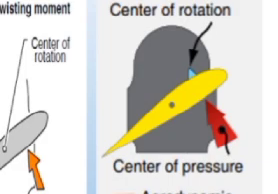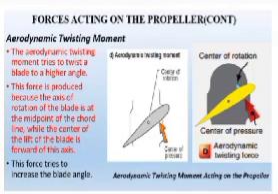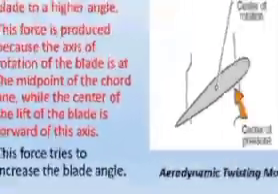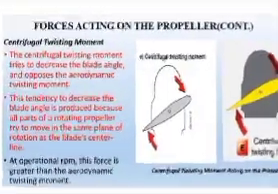Because the center of pressure is forward of the center of rotation, it tries to move the blade to a higher angle, which is the aerodynamic twisting moment. This force tries to increase the blade angle. It is a force that occurs on the propeller.